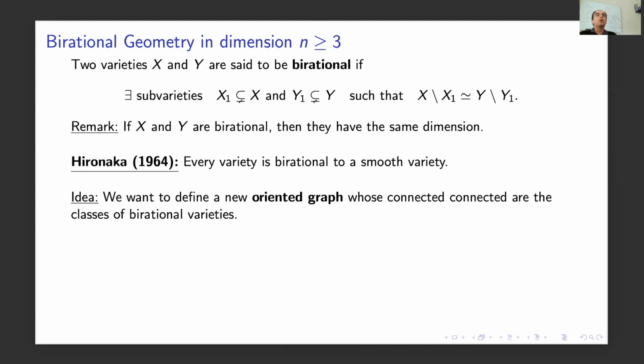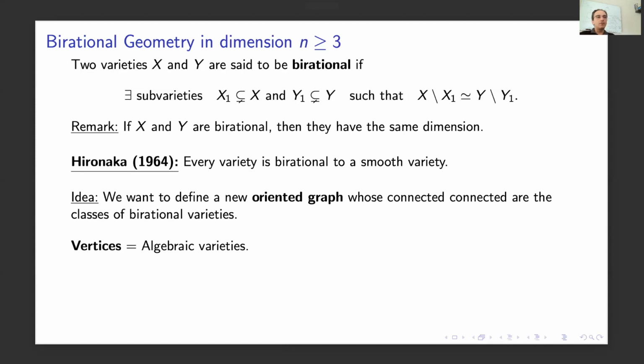So what is the goal for us? The goal for a birational geometer is to define a new oriented graph which is similar to the one that we considered in the case of surfaces. The connected components should coincide with the classes of birational varieties. This can be achieved somehow, but it's not easy. It will take some work. So let's see some of the ingredients.